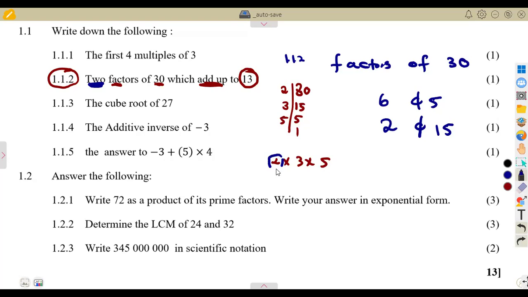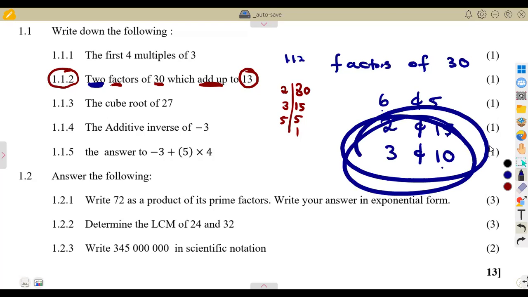We can take the first number, the 2 and the 5. So if you take the 2 and the 5, that means you remain here with a 3 and 2 times 5, which is a 10. It's also a factor. These are, because we want to have it like this, two factors of 30. So if I multiply 6 times 5 is 30. 2 times 15 is 30. 3 times 10, it's a 30 also. So if you know the answer, there's no need for you to do this.